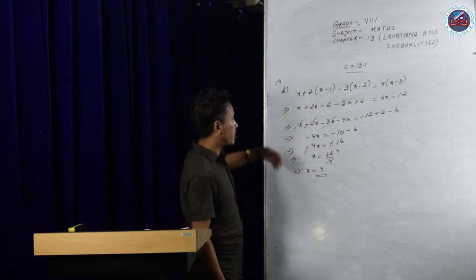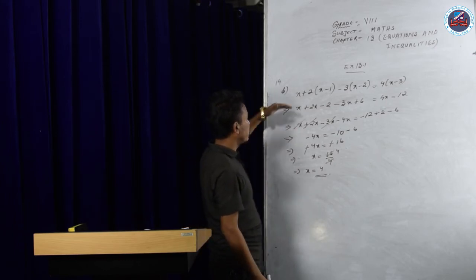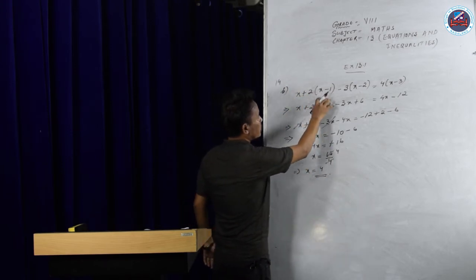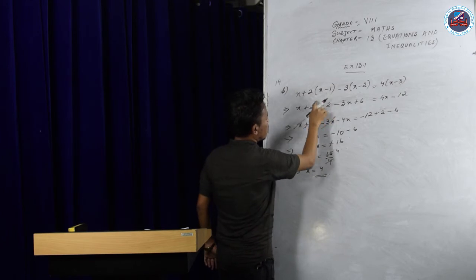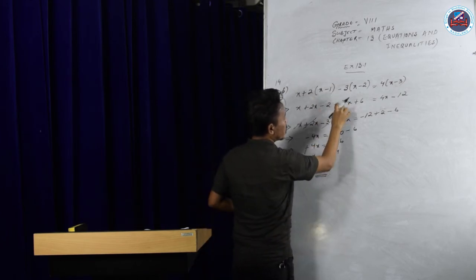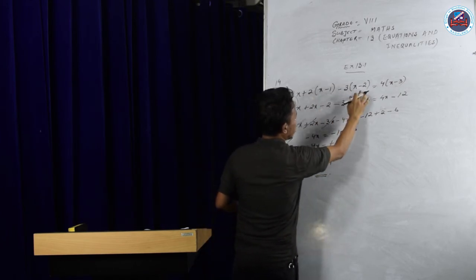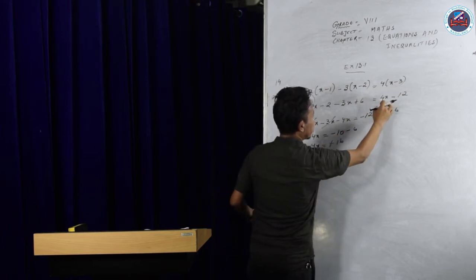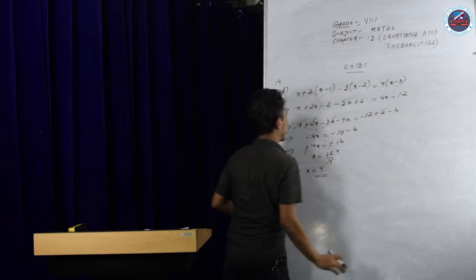Let's do a quick cross check. x plus, when you remove the brackets here, that is 2 into x, 2x, minus minus 2 into 1, 2, minus minus 3 into x, 3x, minus the minus plus 3 2 times 6 equals to 4 into x, 4x, minus of 4, 3 times 12, right?